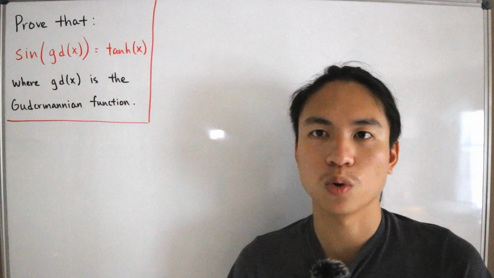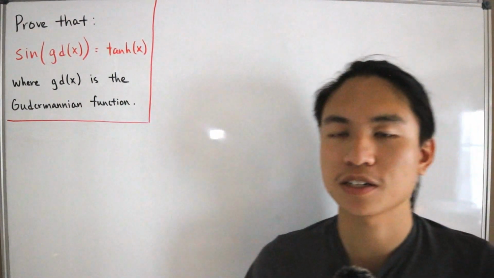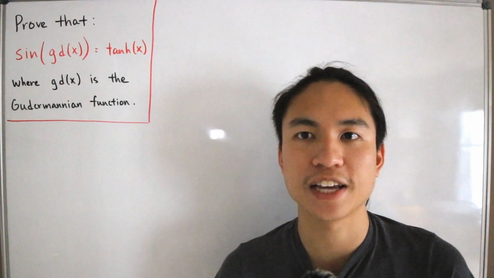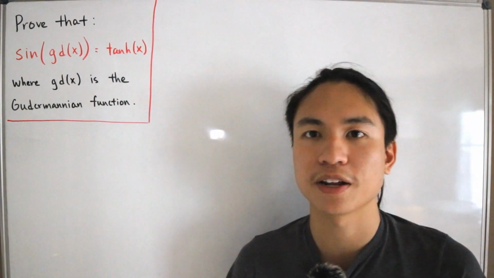Okay, so welcome back to another video. So here we have a trig slash hyperbolic identity that we would like to prove, and that is to show that sine of gd x is equal to the hyperbolic tangent of x, where gd x is the Gudermannian function.